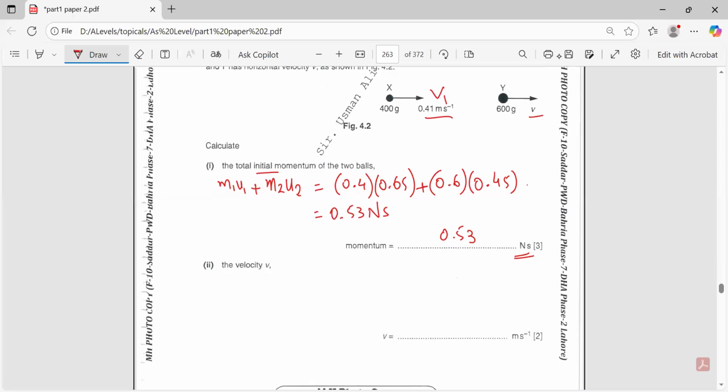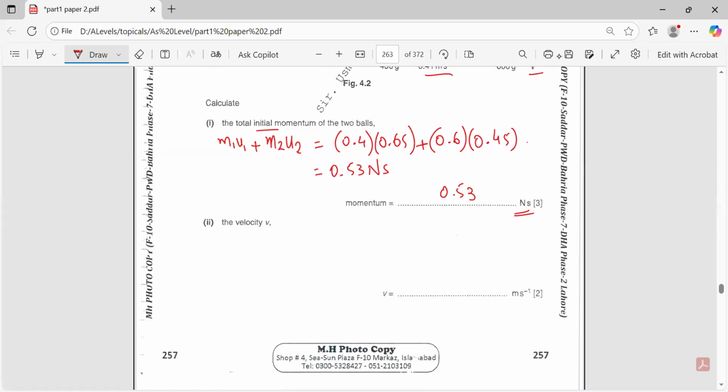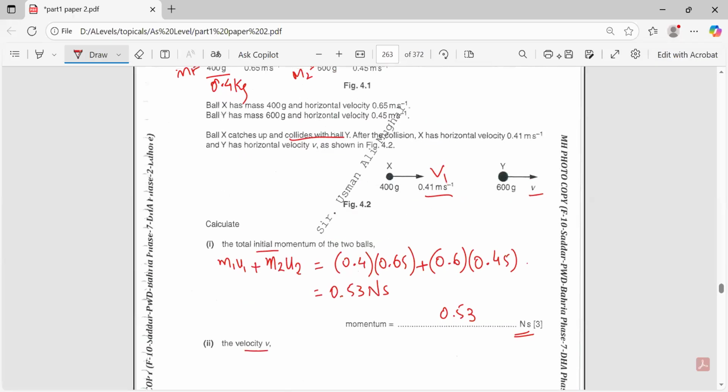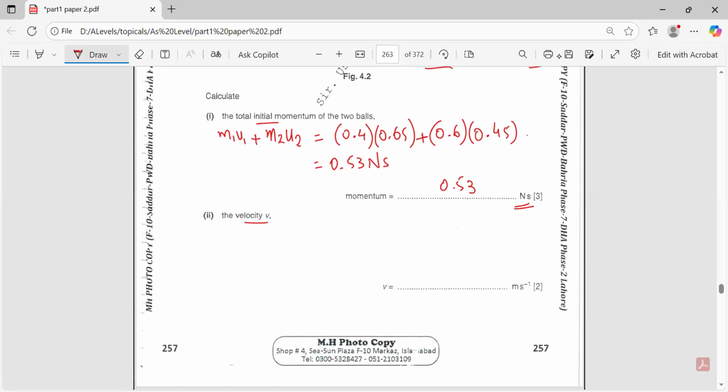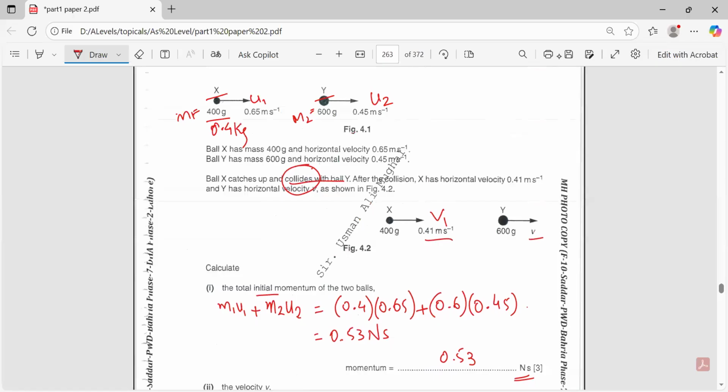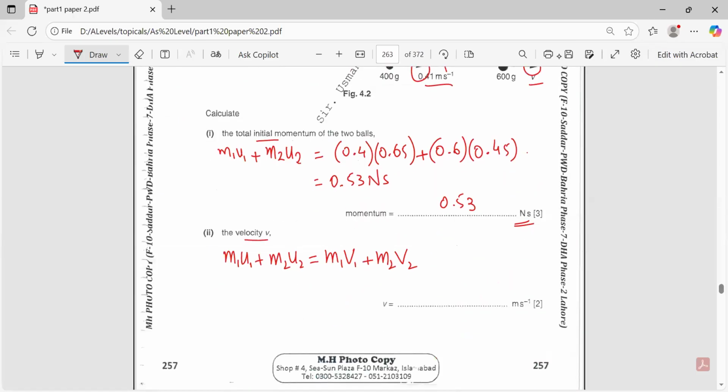So it has just asked for the total momentum before collision. Next it says you have to find out the velocity. Here as the collision is occurring, whenever a collision is occurring we will be using the law of conservation of momentum. So what does the law of conservation of momentum say? M1 U1 plus M2 U2 is equal to M1 V1 plus M2 V2. One thing you have to see, the direction of each ball is towards the right. It means all the momentums are going to be positive. Yes, all the momentums in this whole relation are positive.